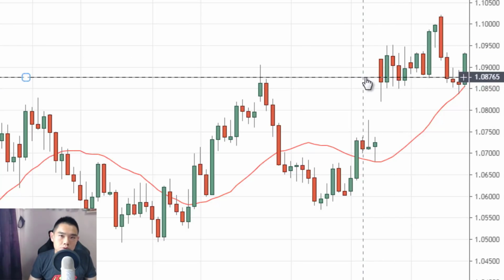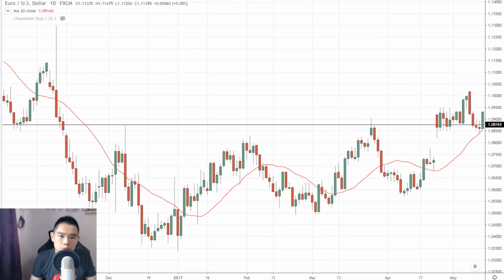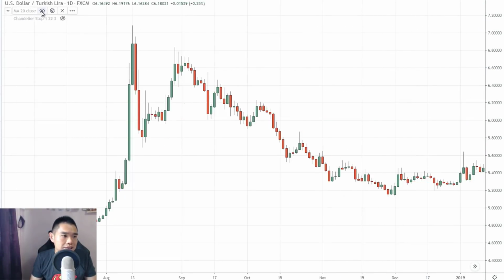So what's the outcome for this trade? Winner or loser? Well, to be honest, it doesn't matter. The concept is what matters. The process is what matters. So no results for this one. Move on, next one. Dollar against the Turkish lira.